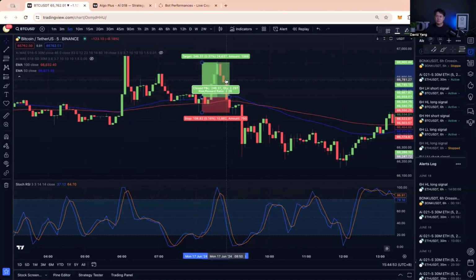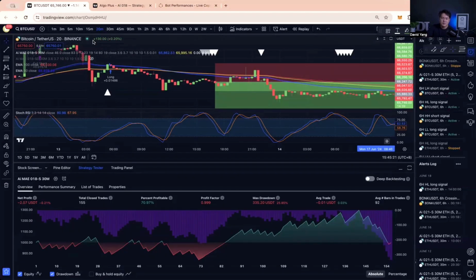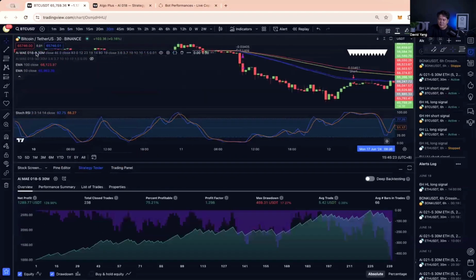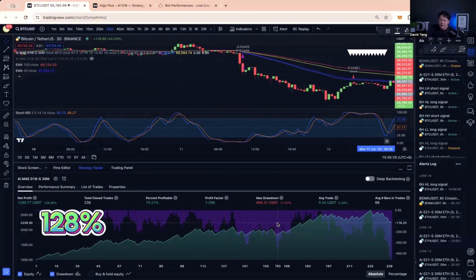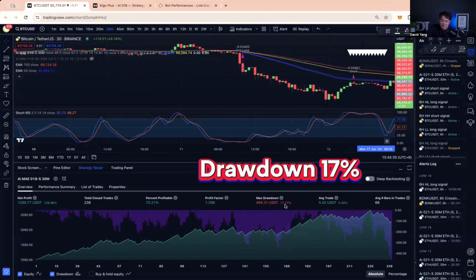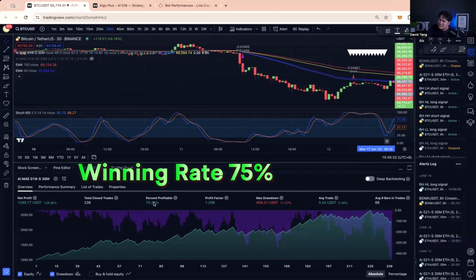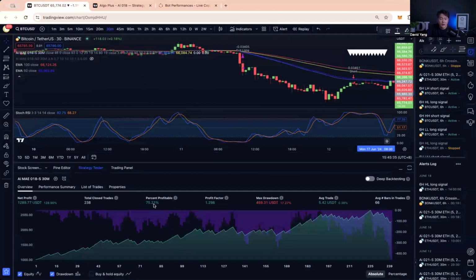When it comes to scalping strategies, the winning rate is really very high. But what I worry about with scalping is that the stop loss is only 0.16%. If you incur transaction fees, maybe you're not making much profit. So the best thing I can do is use 30-minute charts, and I already turned it into AI018 30-minute charts. You can see the result: 128% with a drawdown of 17% and a winning rate of 75%, which is quite good.